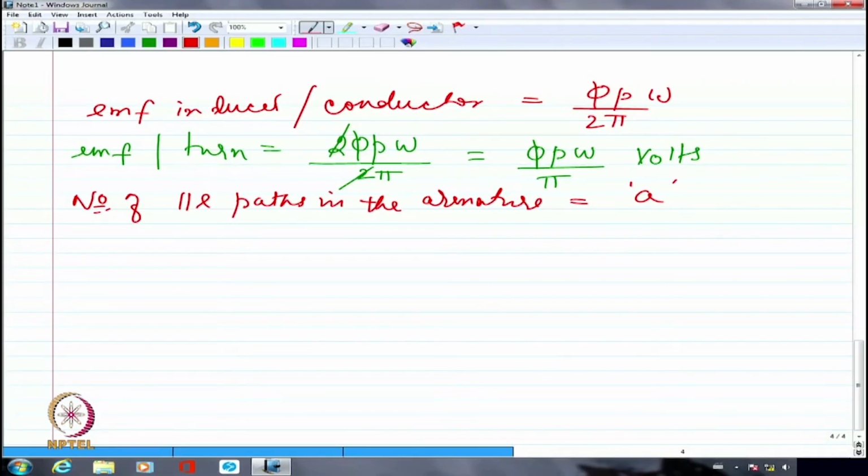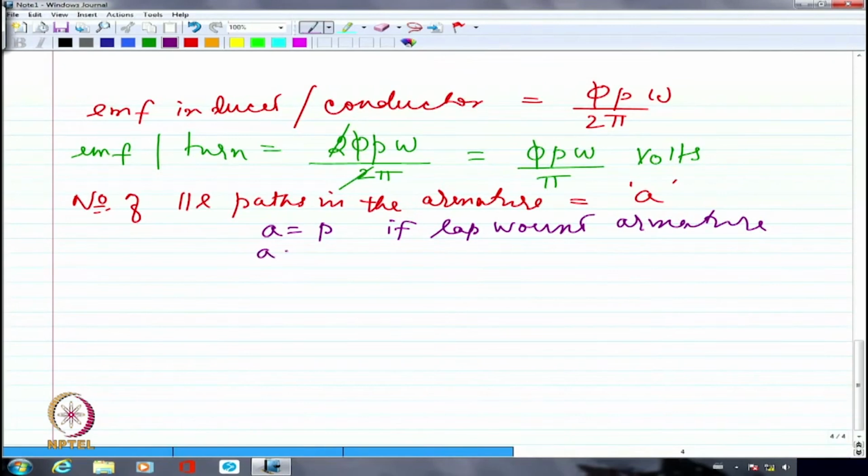If I am talking about wave winding, A will be equal to 2. If I am talking about lap winding, A will be equal to P. That's what we saw already, right? So let me write that as well. A is equal to P if it is a lap wound armature. If it is wave wound, A is going to be equal to 2.